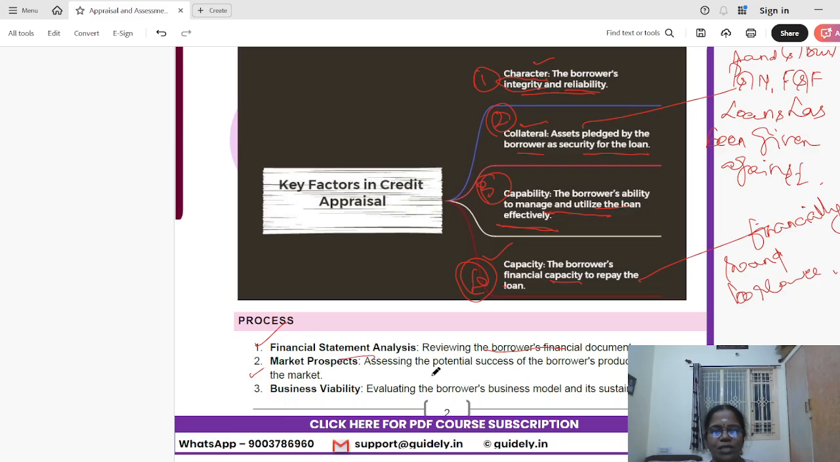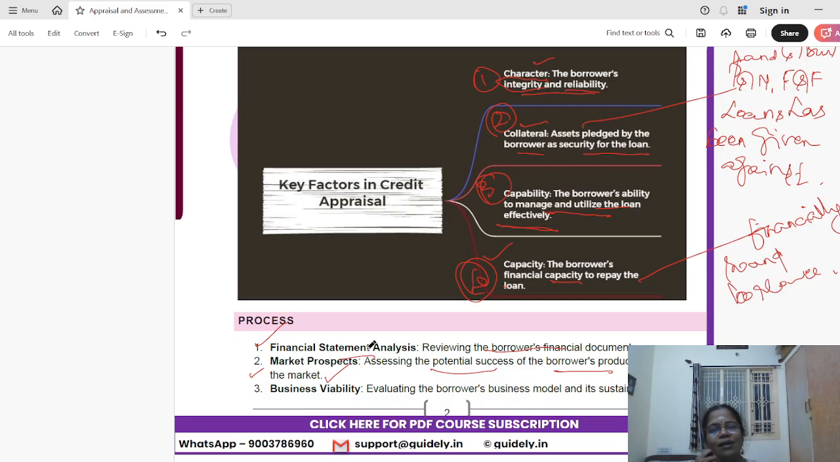Market prospects. What is the potential success of the borrower's product or services in the market? For example, such corporate people are getting loans and advances against their business.